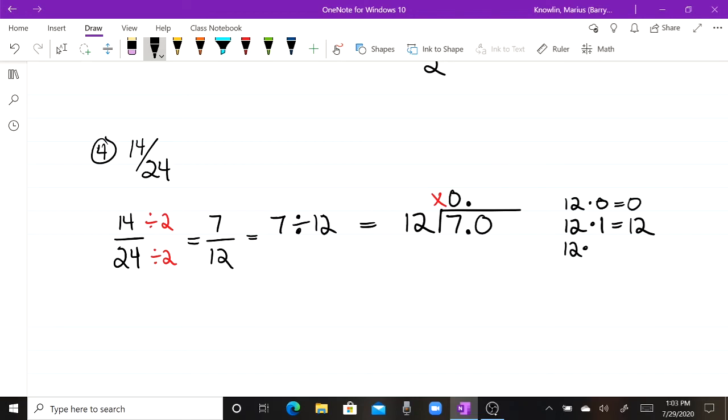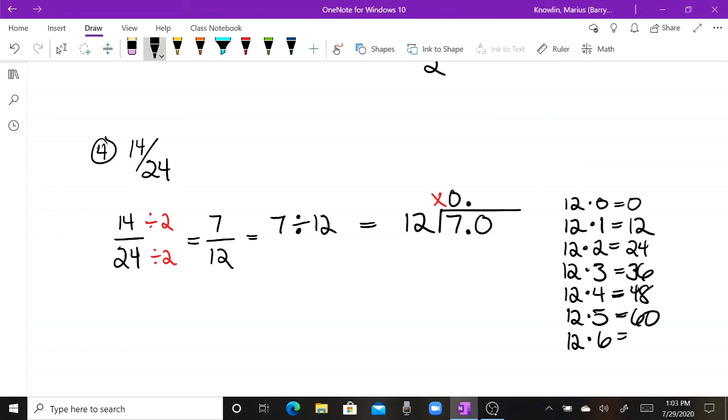So 12 times 2, that's 24. 12 times 3 is 36. And the reason we're going through our multiplication facts, this helps reinforce our times tables. It's just good practice. Okay, so 12 times 4 is 48. 12 times 5 is 60. 12 times 6 is 72. 72 is too big, so we're going to use 12 times 5. 12 times 5 makes 60. We can go ahead and subtract. 70 minus 60 is 10.